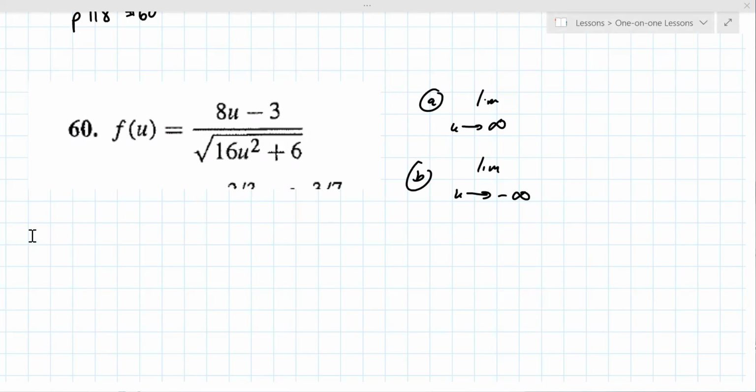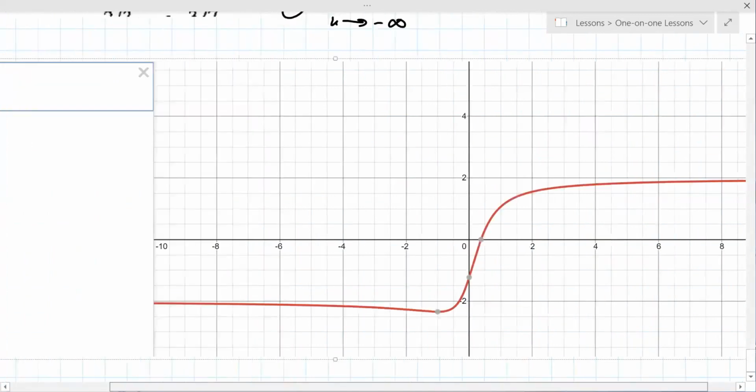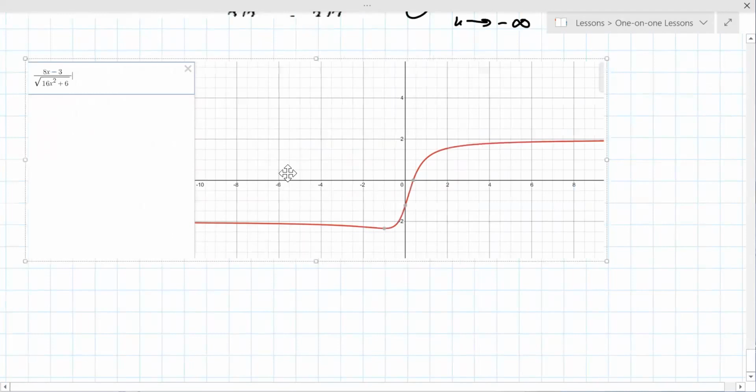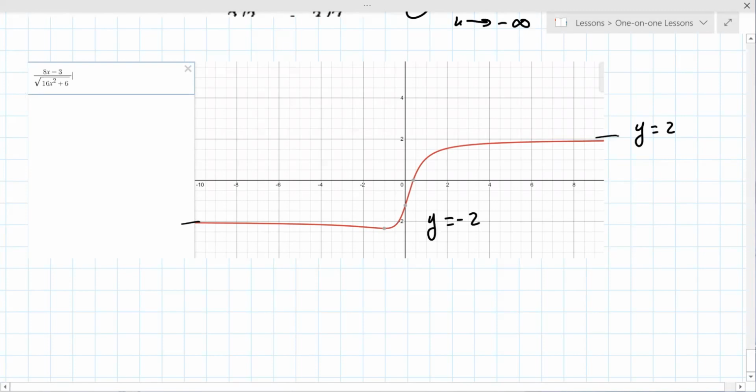A couple of things when you see the graph here, you're going to notice that there are two horizontal asymptotes. There's one at y equals 2 and one at y equals minus 2. Hopefully you see that there and there. Maybe you haven't seen that before. Okay, so then the question is, how do you do this by hand?